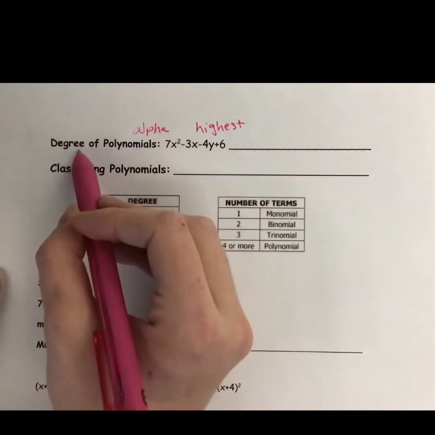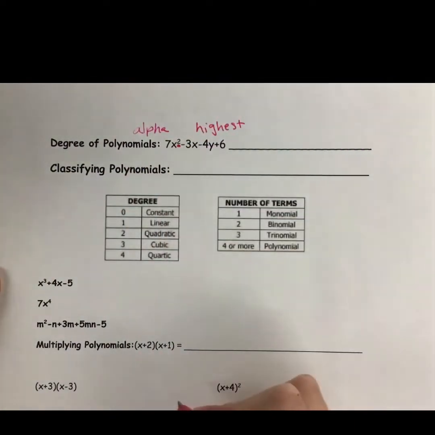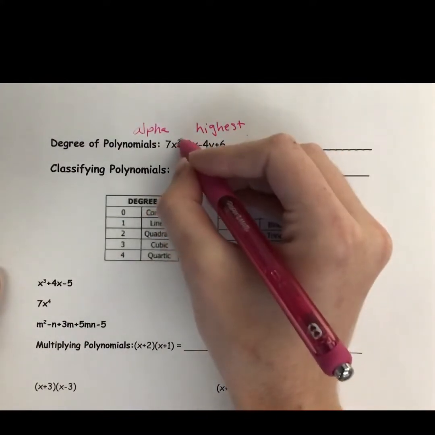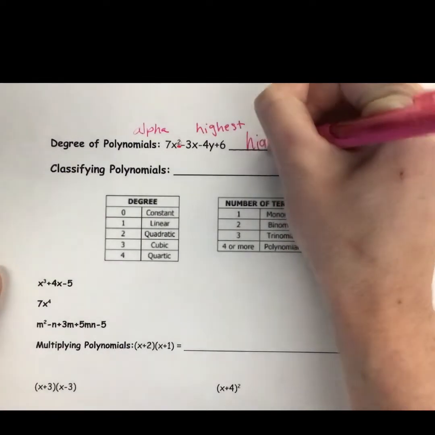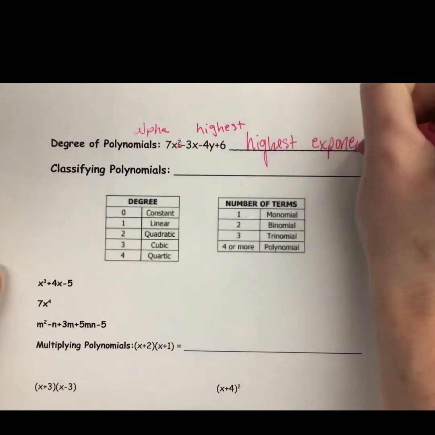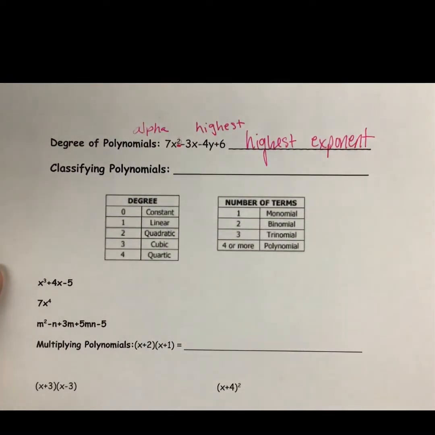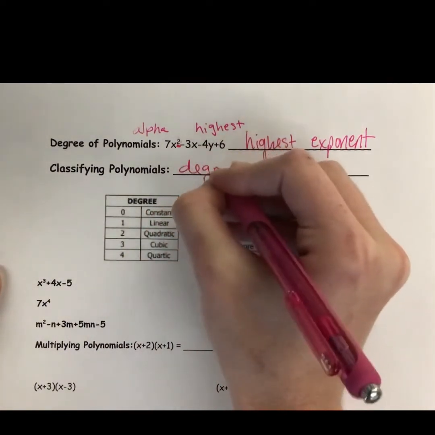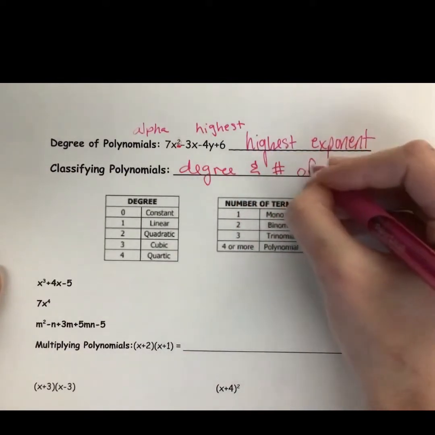And to name the degree of my polynomial, it's the highest degree given. So this would be squared as my highest degree. So remember that the degree of the polynomial is the highest exponent. And to classify our polynomials, we classify them by saying the degree and then the number of terms.